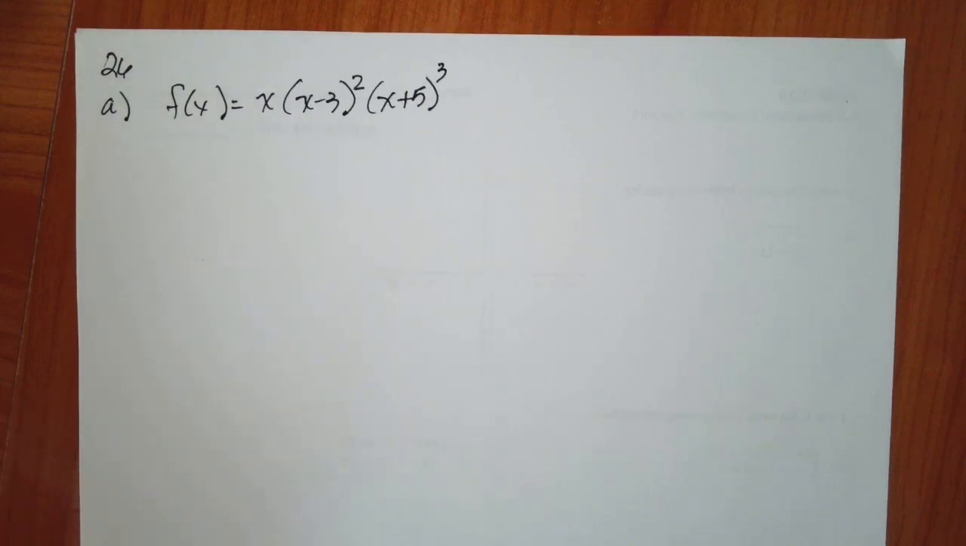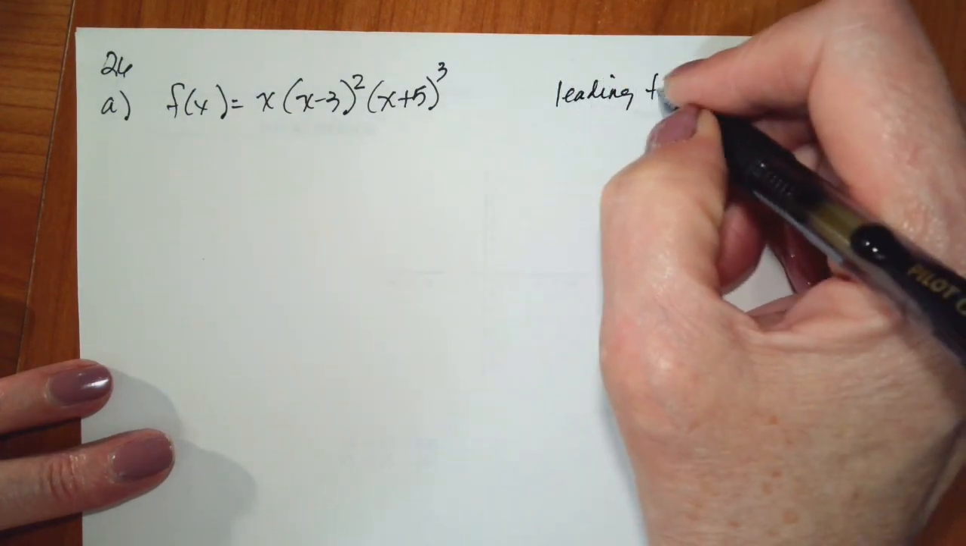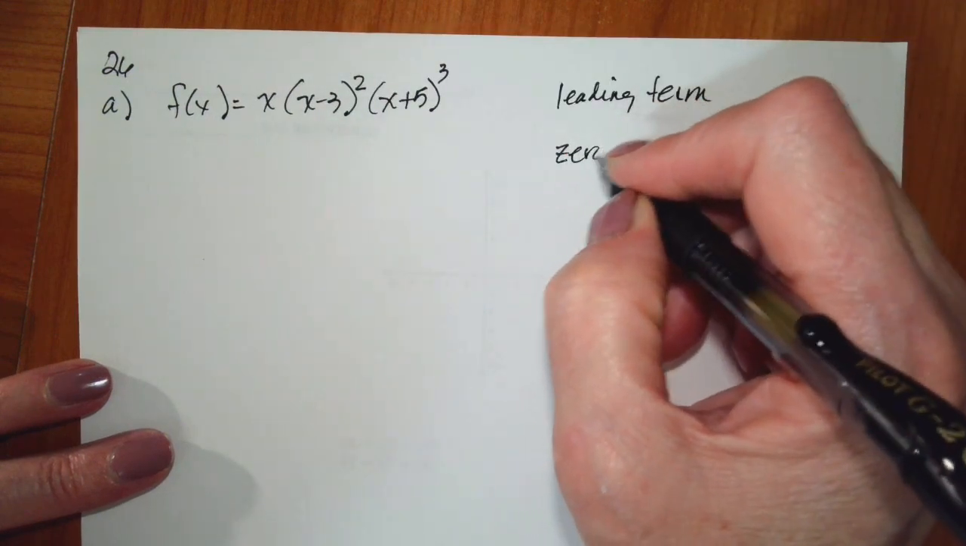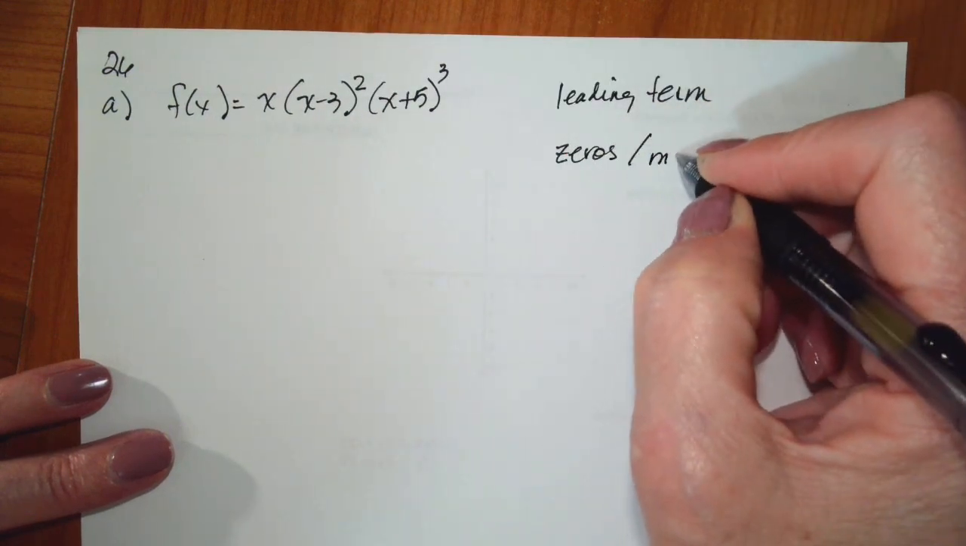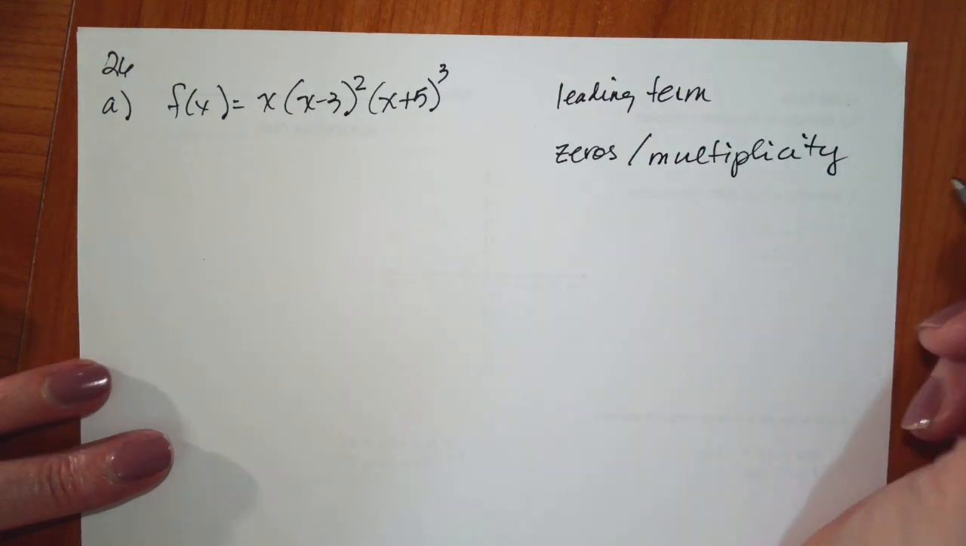Okay, so here's what we need to know for this. We need to, again, know our leading term for our end behavior. So we need to know the leading term, and we need to know the zeros and their multiplicity and what it does at the graph.